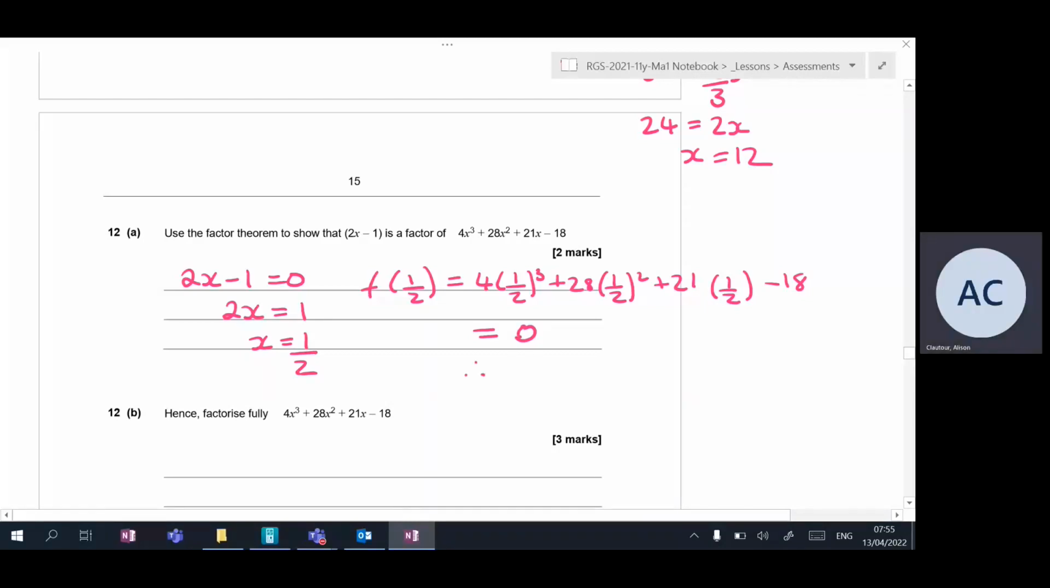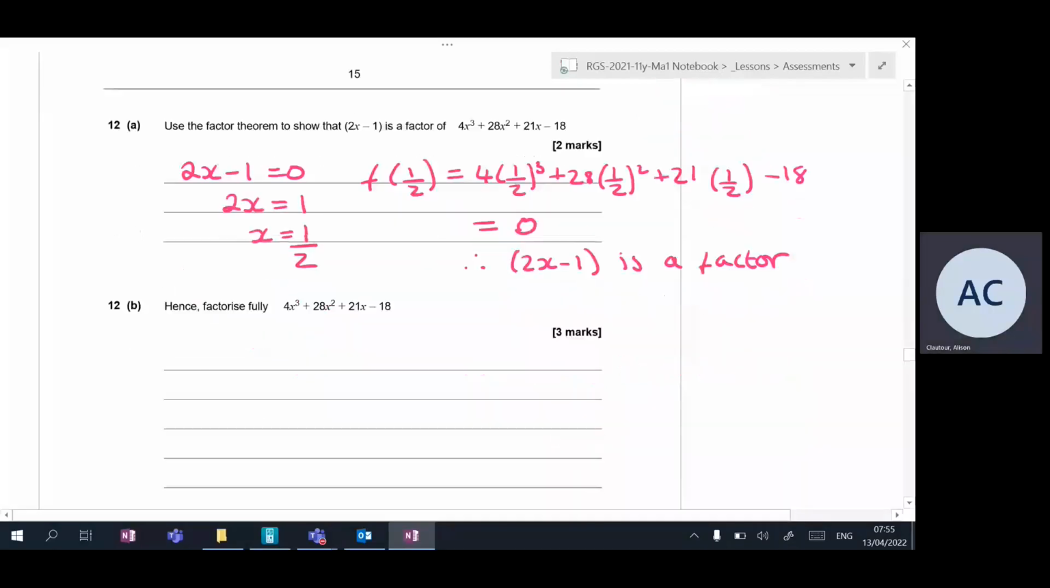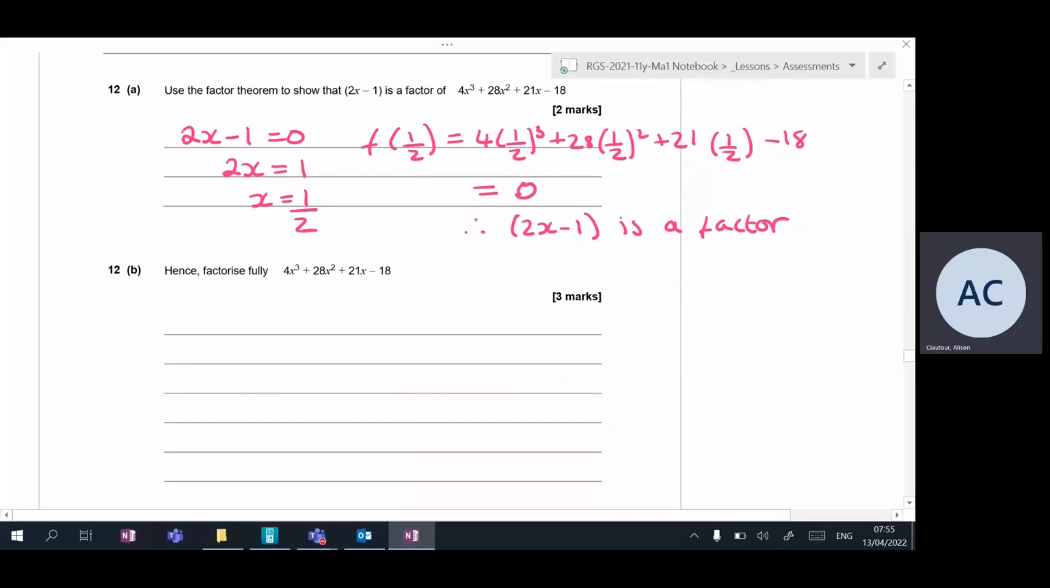Okay, so you do need to write at the end after you've shown that it equals 0, therefore 2x minus 1 is a factor. You do lose a mark if you don't write that last conclusion. Okay, so lots of people just show that it equals 0 and think, yep, I'm done. Okay, and then that means we want to fully factorise this next part.